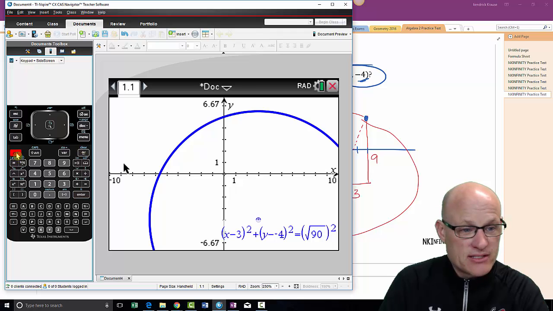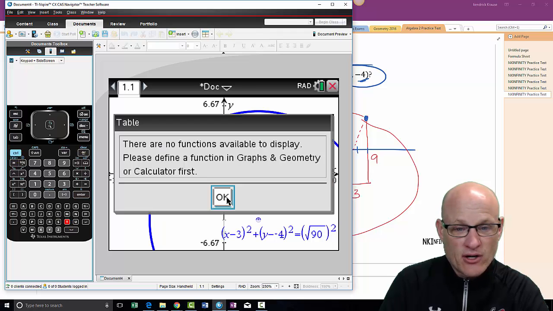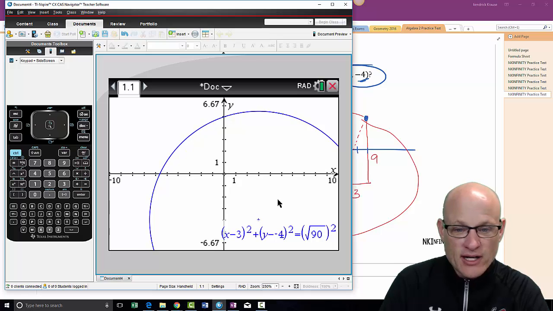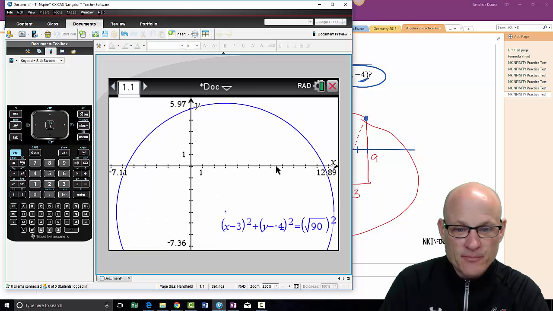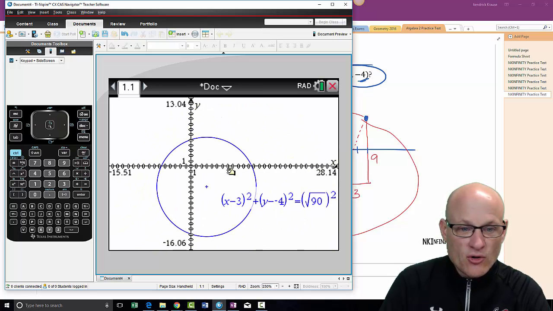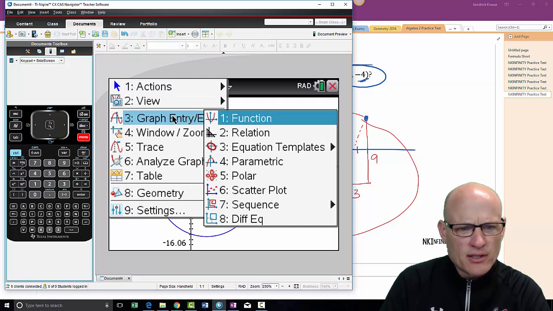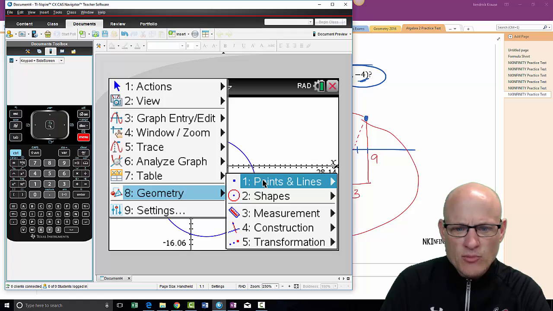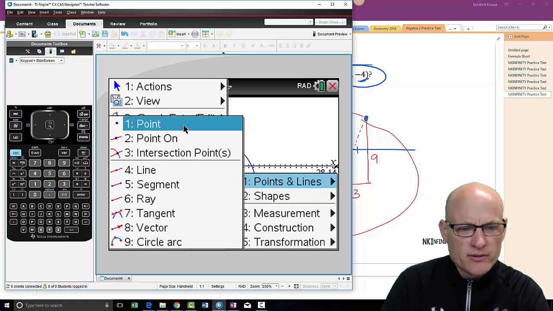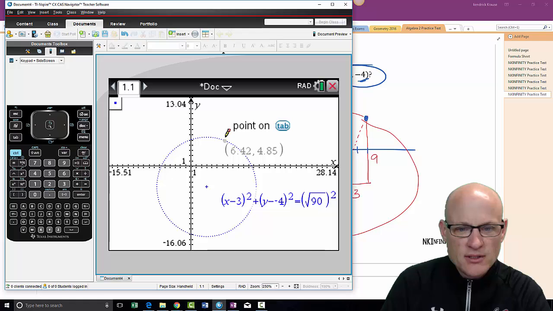Let's see if it'll give me a table of values. There are no functions to display. Okay, so it's not going to give me the table of values. I thought it would, but it doesn't. So I need to plot a point. I think I could plot a point. Graph, plot, table, geometry. Points and lines. Point. I need to plot it. It said it goes through the point 6,5, right?